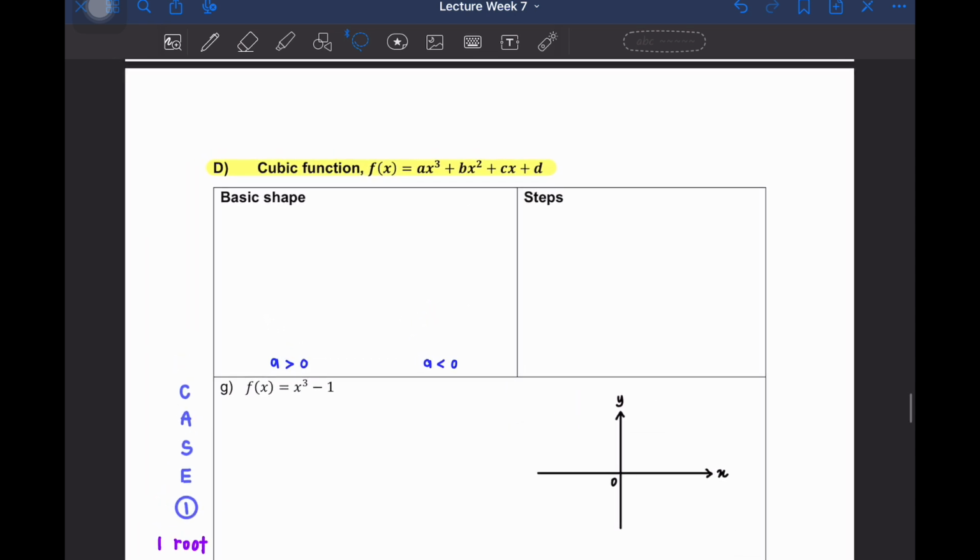Given to you the general form of cubic function. We know that cubic function is with power 3, so it means that we will have ax cubed plus bx squared plus cx plus d. The most important thing to look at is this A in front. Because A here will determine the basic shape that you need to use. It is either A is greater than 0 or A is less than 0.